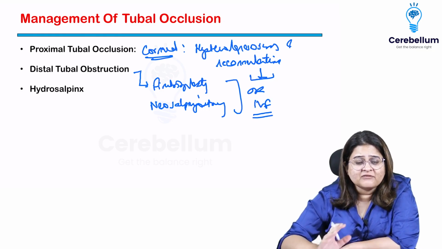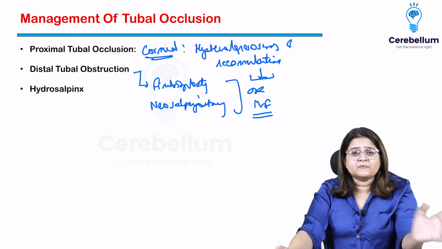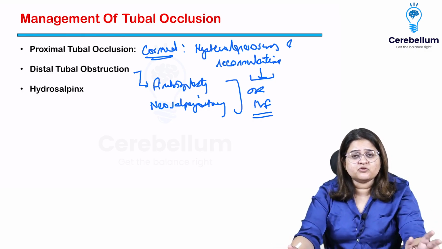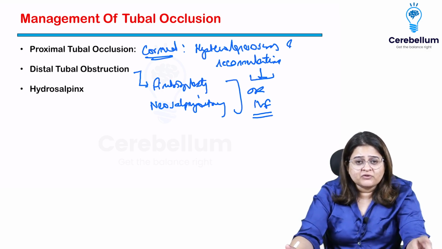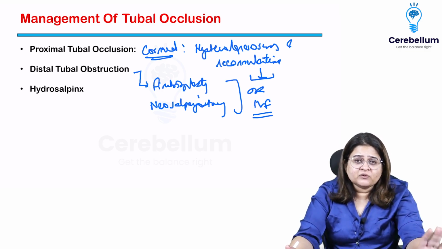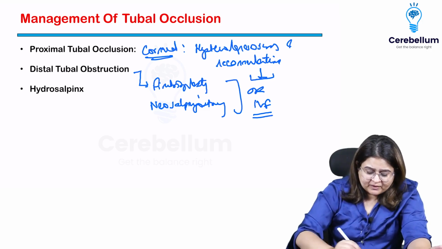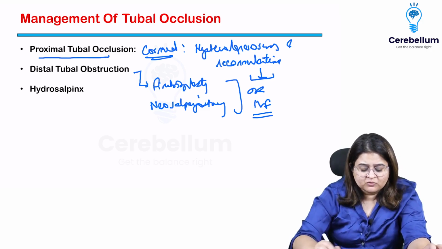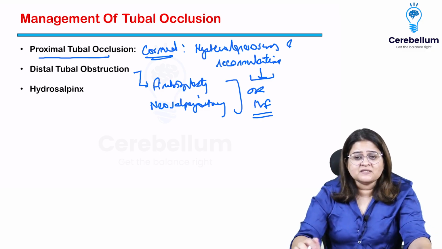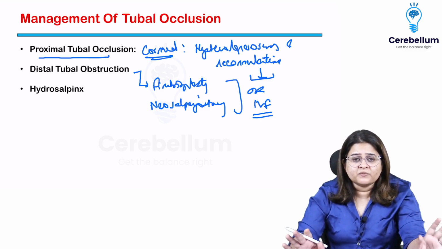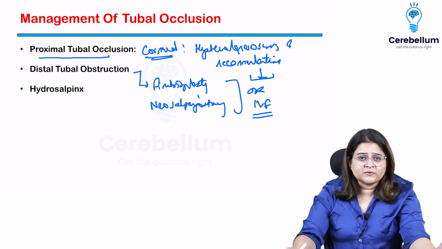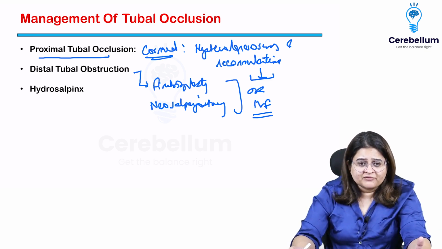Why? Because IVF is going to bypass the tubes completely. There is no job of the fallopian tube in an IVF. So whenever you have a tubal problem, IVF can also be a good option. Okay, but if you're asked proximal tubal occlusion, and this has come twice now in the past, the answer is hysterolaparoscopy and recannulation, which is usually the first thing we offer. Then we offer an IVF.